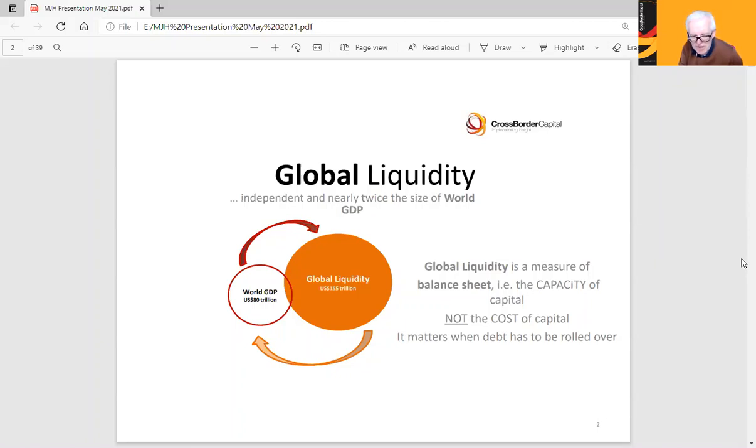As you can see, relative to GDP, it's roughly about twice the size of world GDP. It's a measure, as we say in the text here, of balance sheet, the capacity of capital. It's not a measure of the cost of capital, which is interest rates. Interest rates, in our view, are a secondary feature. Interest rates matter in a world where capital markets act as new financing systems. We live in a world that's very different from that.